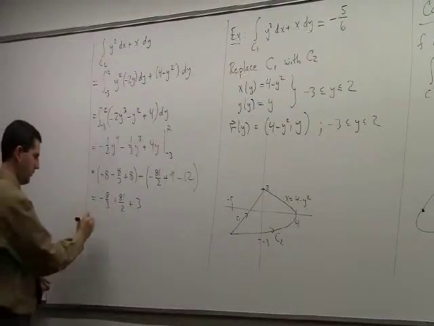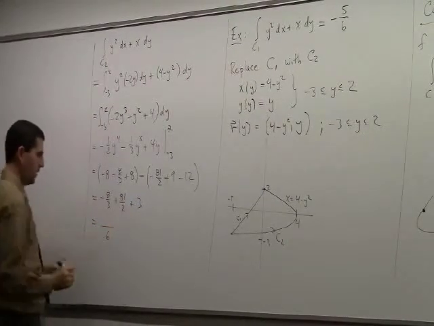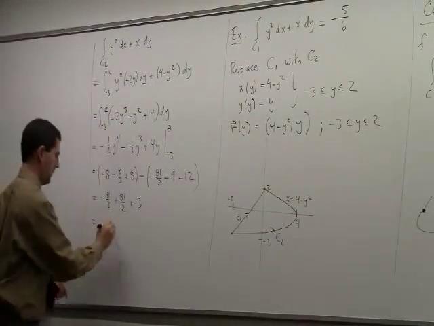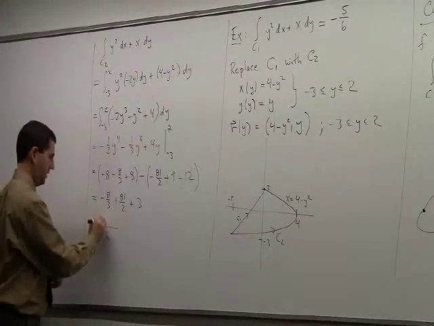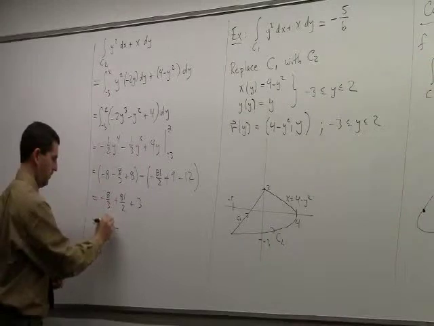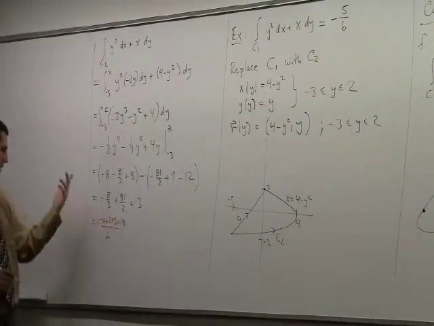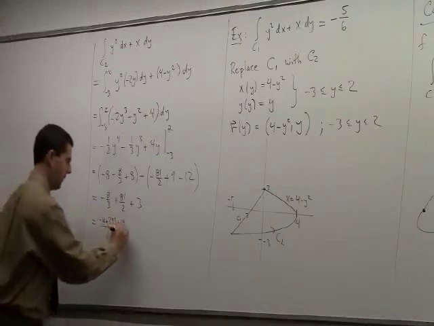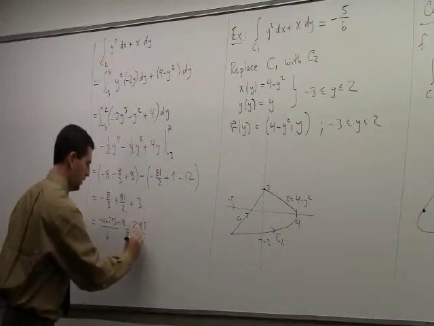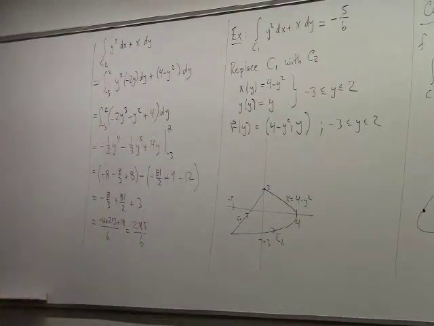Okay, if we put these all over 6, then you get, let's see, minus 16 plus 243 plus 18. So 18 minus 16 is 2, so 245/6. Okay. I assume I did my arithmetic correctly.